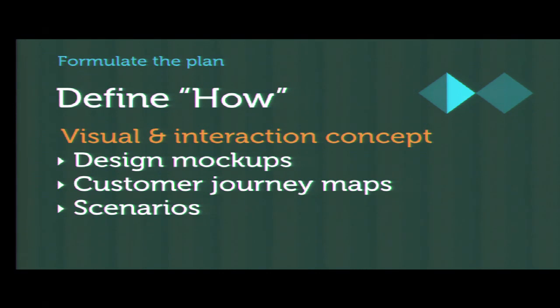how does the choosing, selecting, and ordering process work? How does making an appointment for getting the repair done work? Those are scenarios within the larger customer journey, and you want to create an inventory of all the scenarios you need to provide, and you want to prioritize those as well. So that's your visual and interaction concept. How would it look, and how will it feel? How will it behave?